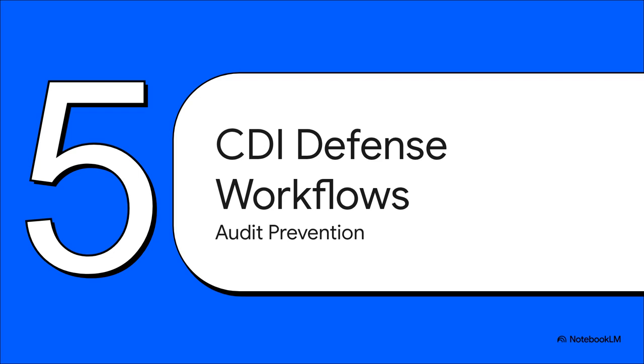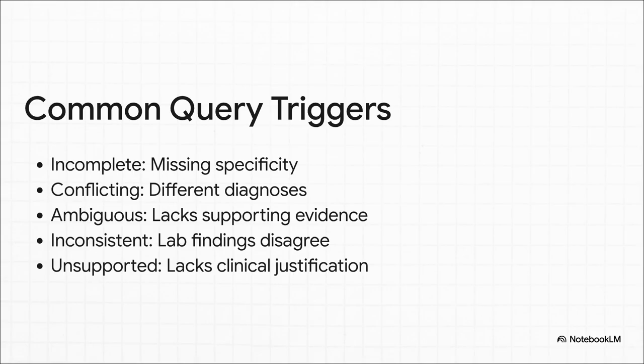Which brings us to Section 5, CDI Audit Defense Workflows. So, knowing all these traps in sepsis, cardiac, and surgical coding, how do we proactively defend against this payer scrutiny before the final bill even drops? Your primary weapon here is the concurrent query. You deploy this while the patient is still hospitalized. It needs to be raised immediately if the attending physician's documentation hits any of these 5 triggers: if it's incomplete, conflicting, ambiguous, inconsistent, or unsupported by the clinical indicators. Trust me, resolving these issues concurrently saves you from a massive, massive headache retrospectively.